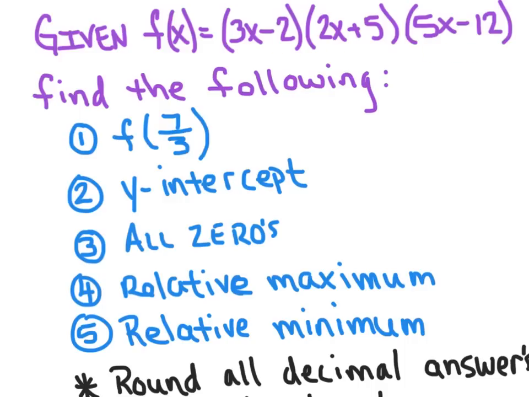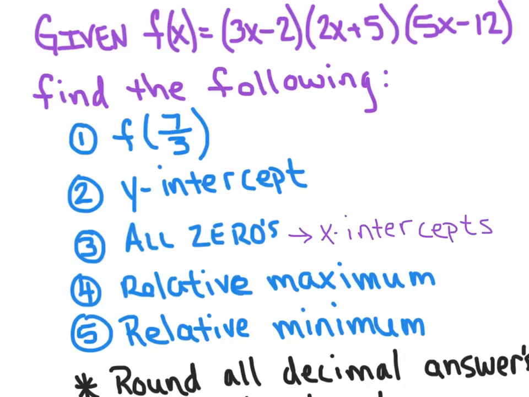And if we want to find the following, first of all, we're going to evaluate f of 7/3, very obnoxious value that 7/3 is. Then we're going to find the function's y-intercept. We're going to find all of its zeros. Now remember, zeros is just another way of saying find all the x-intercepts. And we're going to find out that there's 3 x-intercepts on this function.